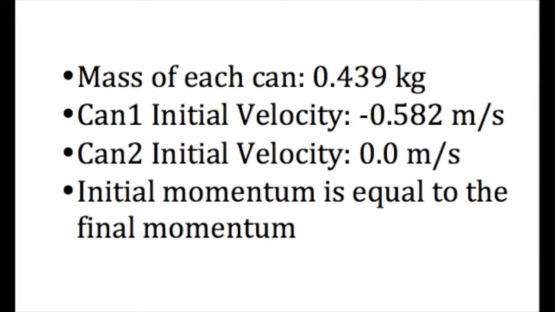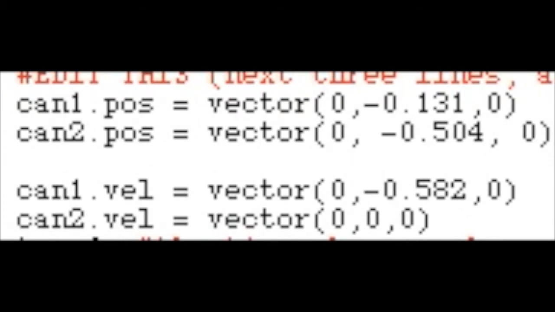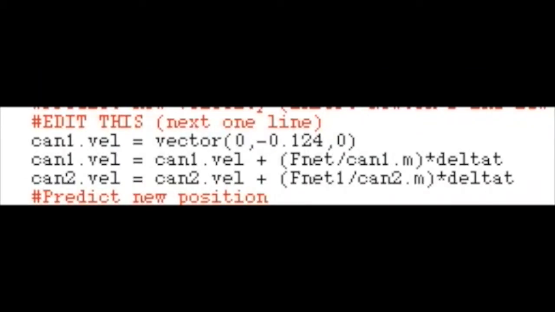Using the given information and the formulas, the force of the first can on the second can when they collided was determined to be 0.124 newtons in the negative y direction. This in turn caused the velocity of the second can to increase and the first can's velocity to decrease. The first can's velocity decreased to 0.124 meters per second in the negative y direction, and the second can's velocity therefore increased to 0.458 meters per second. This shows that the principle of conservation of momentum was preserved.